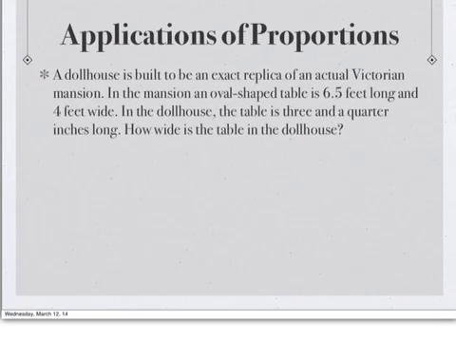No proofs. Okay. A dollhouse is built to be an exact replica of an actual Victorian mansion. In the actual mansion, an oval-shaped table is 6.5 feet long and 4 feet wide. In the dollhouse, the table is 3.25 inches long. How wide is the table in the dollhouse? So this would be something that's an image under a size change, right? Because it's taking a large table and shrinking it, but you want it to stay proportional. So in the original mansion, my two lengths are 6.5 and 4. So I would say I know 6.5, which is the length.